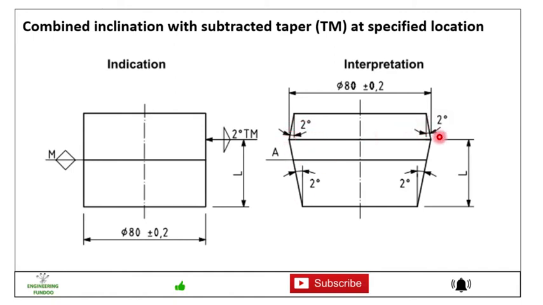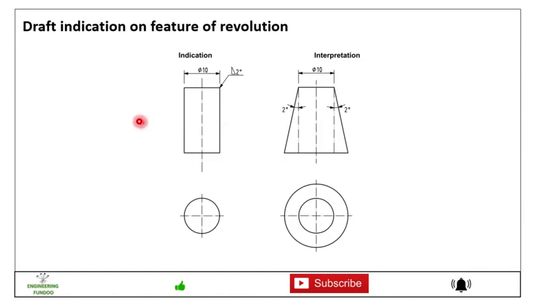So this is the line at which it is to be applicable, and this is another line. So friends, this is how it is interpreted. Again, the top indication on feature of revolution. Here you can see 2 degree on diameter 10, then this is diameter 10, and here is the symbol. So this is in this direction 2 degree, and this is on revolution, so it is around the surfaces on round area. So this is how it is again interpreted on the drawing.